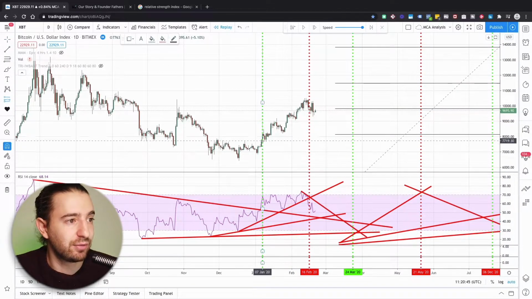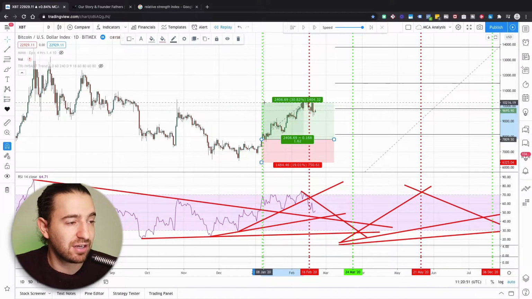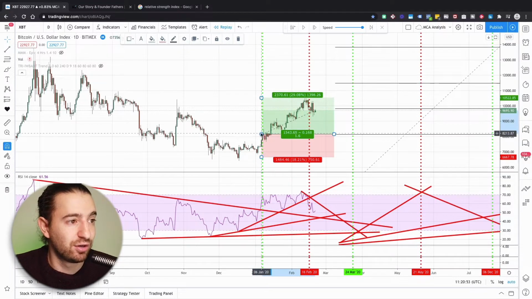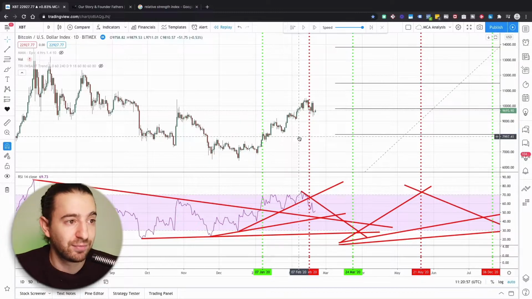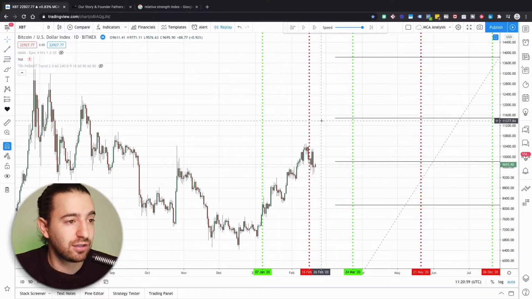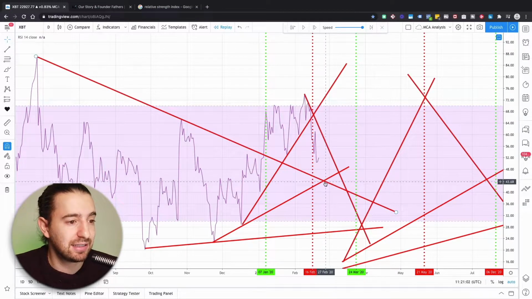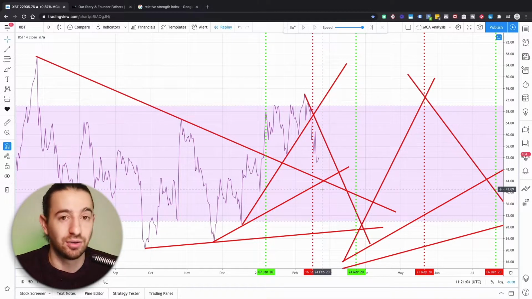Well, as you can see, that would have meant you bought over here at 7,000 and you sold over here at 9,000. So that's something like a 30% rise. Even if you bought at the top of the candle and you sold at the bottom of this candle, that's a 20% rise. Okay, so far the strategy is working. Let's see what happens. We're now in February. So that would have been one trade over 2 months.